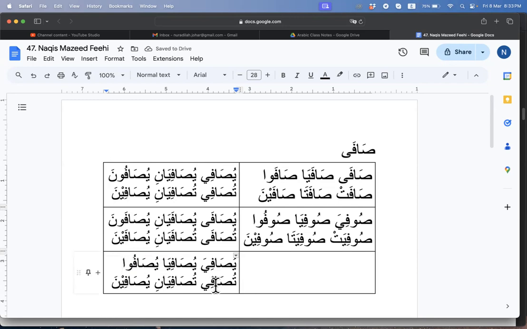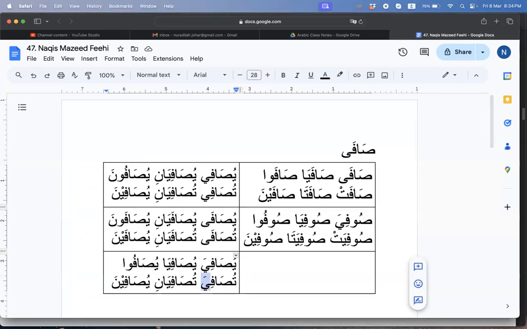Here, mansub bil what? Usually mansub bil what? We're not doing majzum yet. We're doing mansub. Mansub bil fathah because this is ya. So just put the harakat fathah.